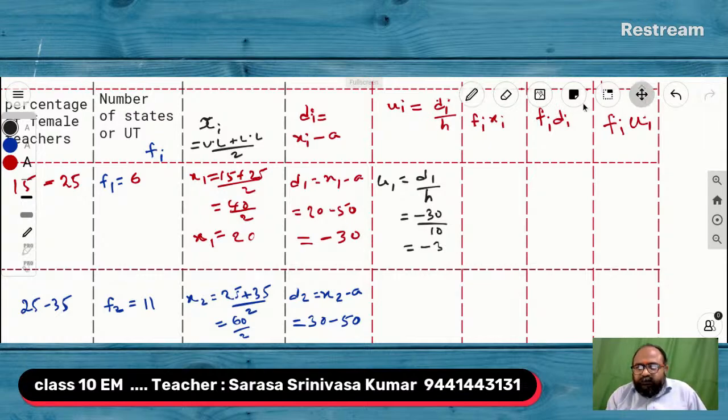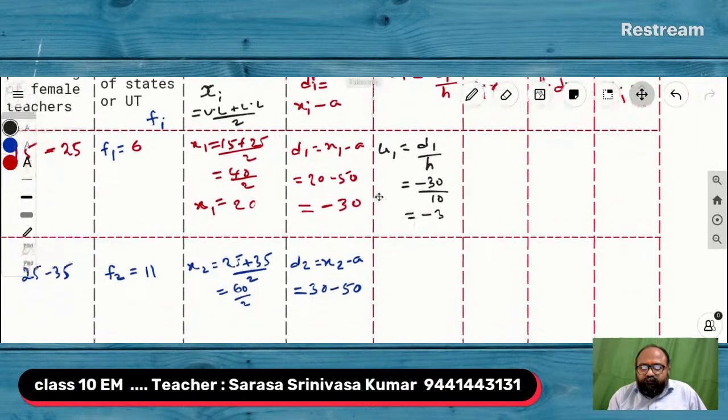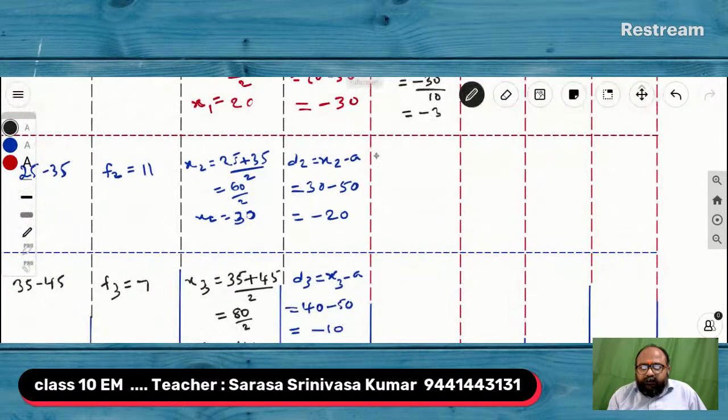Now we calculate u2. u2 equal to d2 by h. This is equal to, what is d2? Minus 20. So minus 20 by 10. This is equal to minus 2.